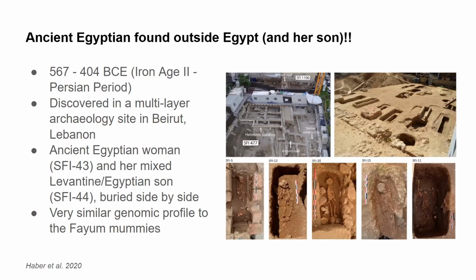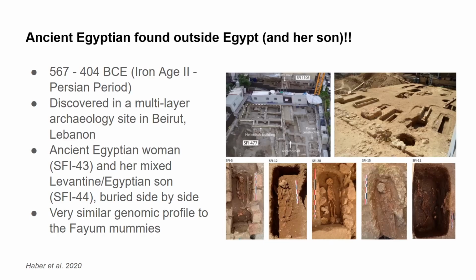This was actually discovered in a multi-layer archaeological site in Beirut, Lebanon. So multi-layer, which I think we're going to get to with stratigraphy later. It's like you have different layers, meaning different probably time periods. So this was found in the Iron Age 2 layer. And this was actually an ancient Egyptian woman, SFI 43, and her mixed half Levantine, half Egyptian son. And they were buried side by side. And the genomic profile of these two individuals is very similar to the Fayum mummies.